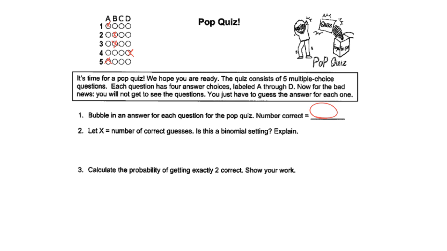Okay, and so let's define X here. X is the number of correct guesses. Is this a binomial setting? Explain. So I need to go through and check my conditions. I need to determine if it's binary. I need to define my success, which would be a correct answer. Again, don't write an S. You need to write the word success. A failure would be an incorrect answer.